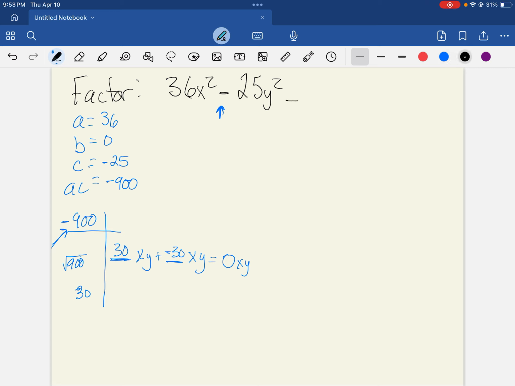Okay, so what that means is I can rewrite this binomial as 36x squared minus 30xy plus 30xy minus 25y squared. Now, the order those 30s go in does not matter. I'm going to do this by grouping first. I'm going to find my GCF. So the GCF of 36x squared and negative 30xy is 6x. And I'm double checking my math because I've already messed this up once.